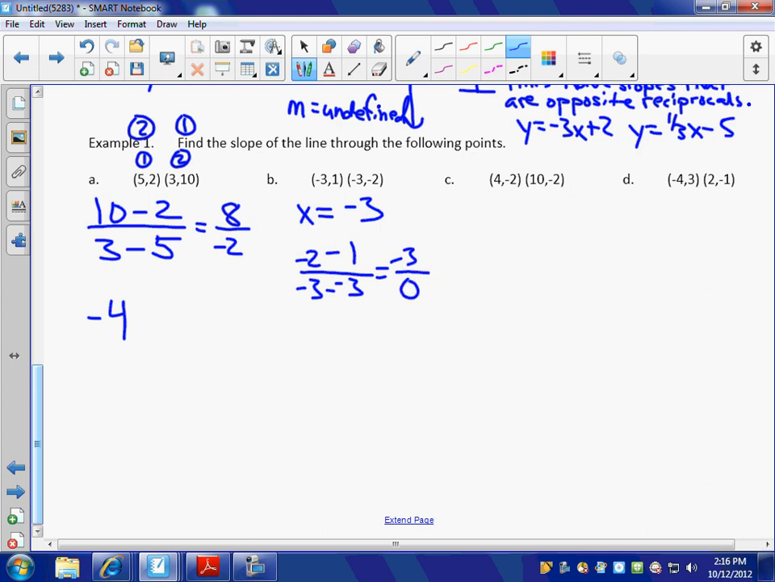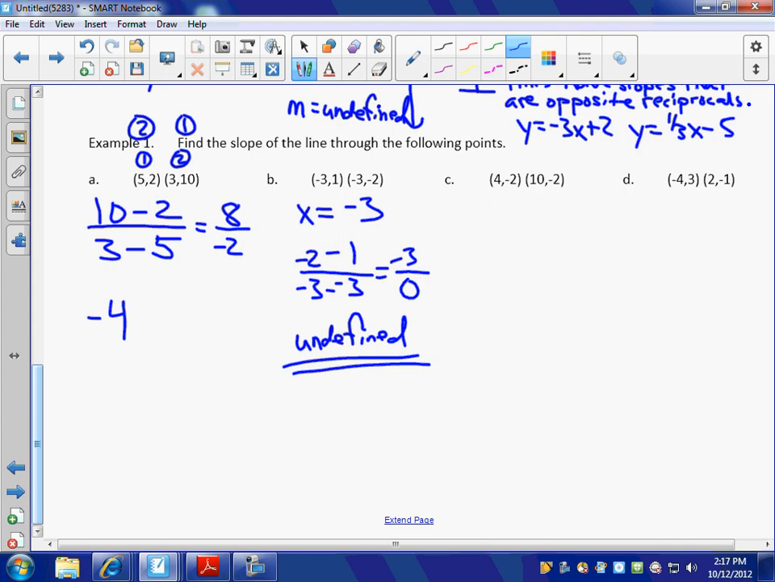Get negative 3 over 0, which is undefined. You may not have 0 in the denominator. And therefore, as you can see, the equation for that line is x equals negative 3. Vertical line, undefined slope. What do you notice about this one?